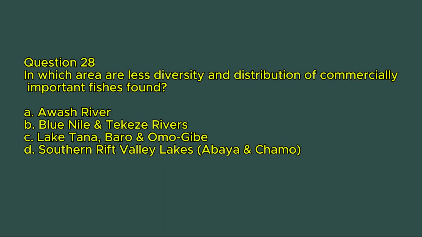Question 28. In which area are less diversity and distribution of commercially important fishes found? A. Awash River. B. Blue Nile and Tekeze Rivers. C. Lake Tana. D. Baro and Omo Gibe. E. Southern Rift Valley Lakes, Abaya and Chamo.